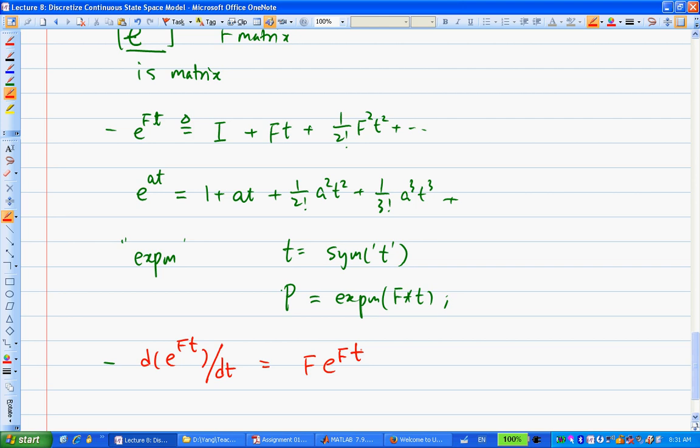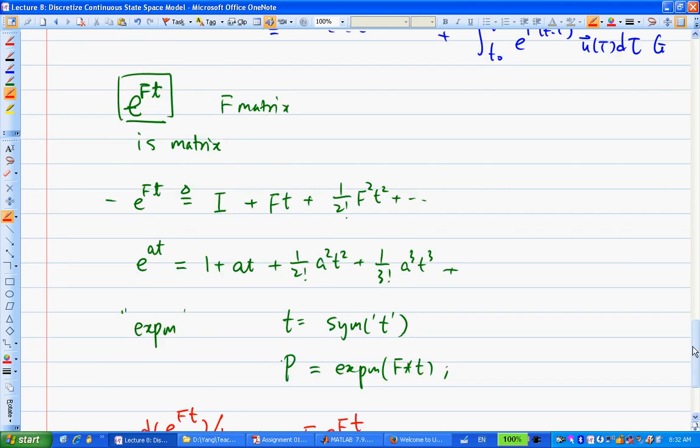In the next lecture, what we're going to learn is that this e to the power F t is called a transition matrix for the continuous state space model here. So this guy here is called a transition matrix.